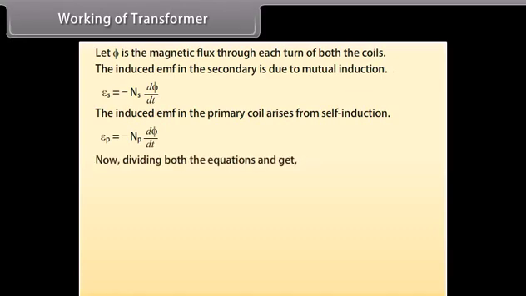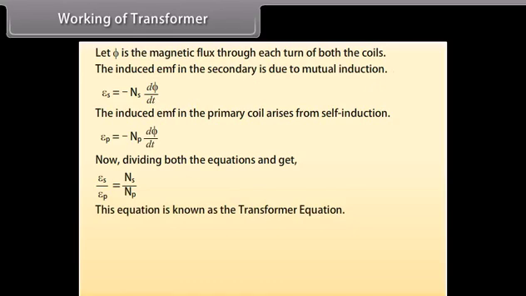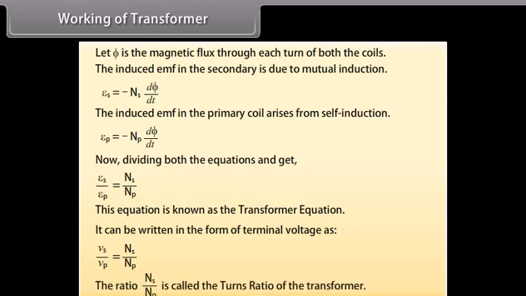Now, dividing both the equations, we get ES by EP is equal to NS by NP. This equation is known as the transformer equation. It can be written in the form of terminal voltage as Vs by Vp is equal to Ns by Np. The ratio Ns by Np is called the turns ratio of the transformer.